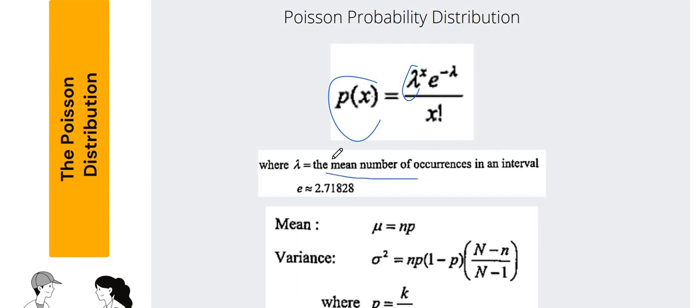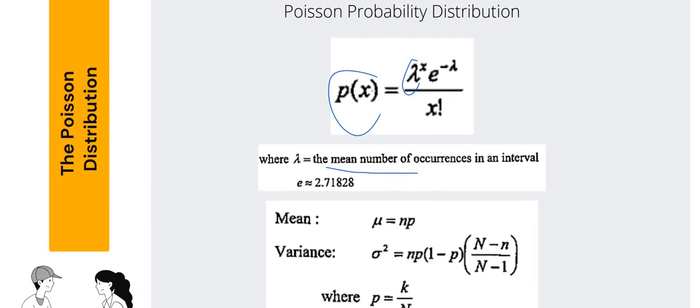The symbol lambda here is the average of the interval. They will give it to you later, whether the interval is time or something else. We will explain more when we solve the example later. So e to the power of negative lambda is this value. You can just press the exponential on your calculator, and x is your x. So this is your mean.